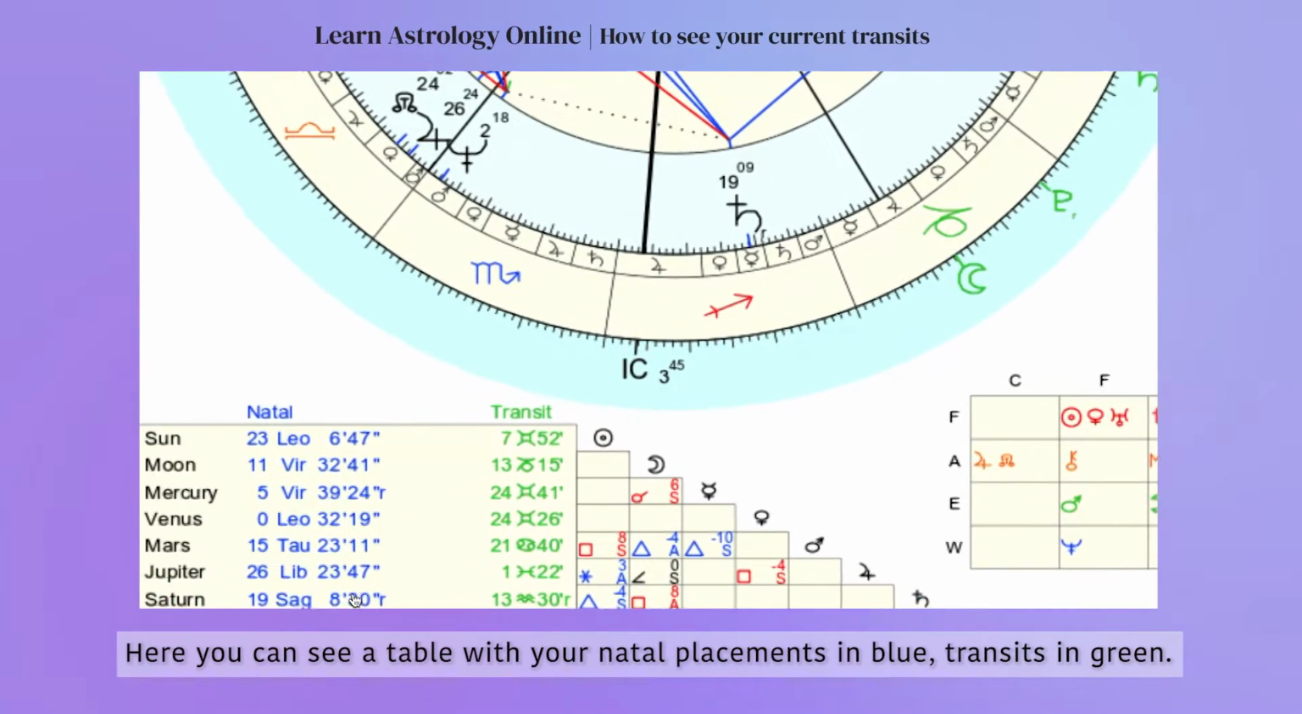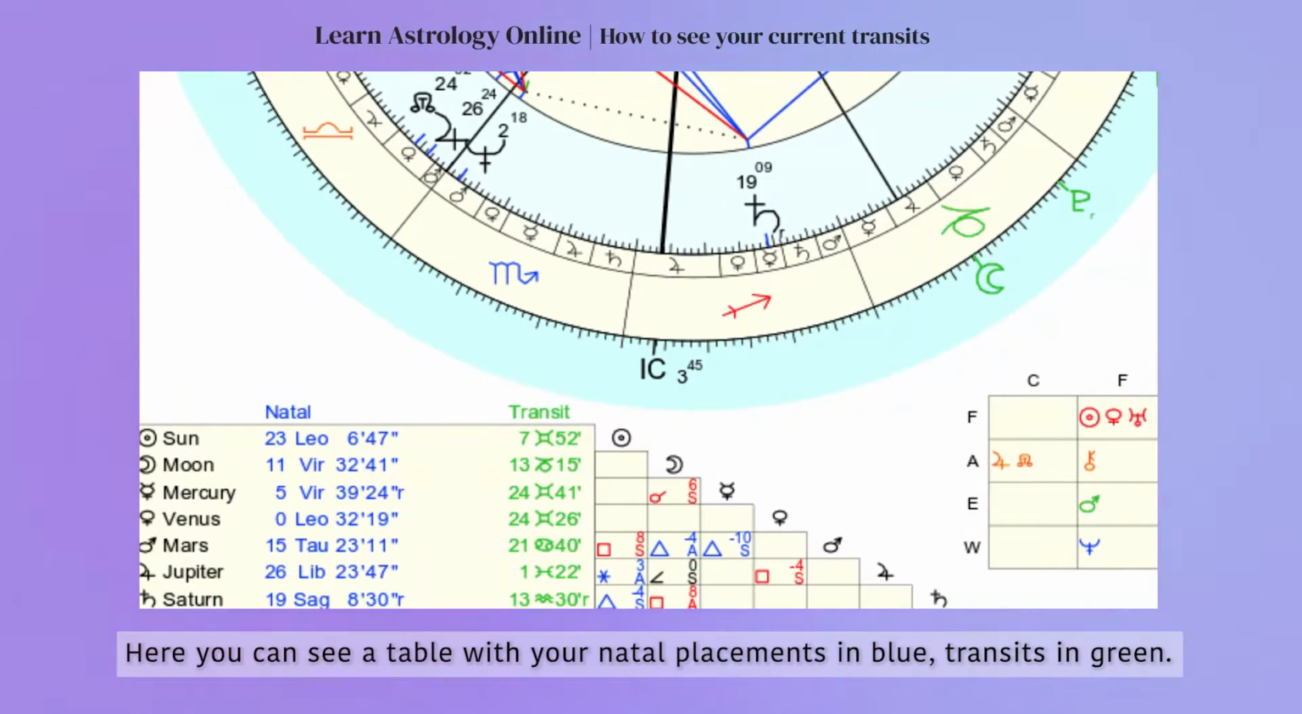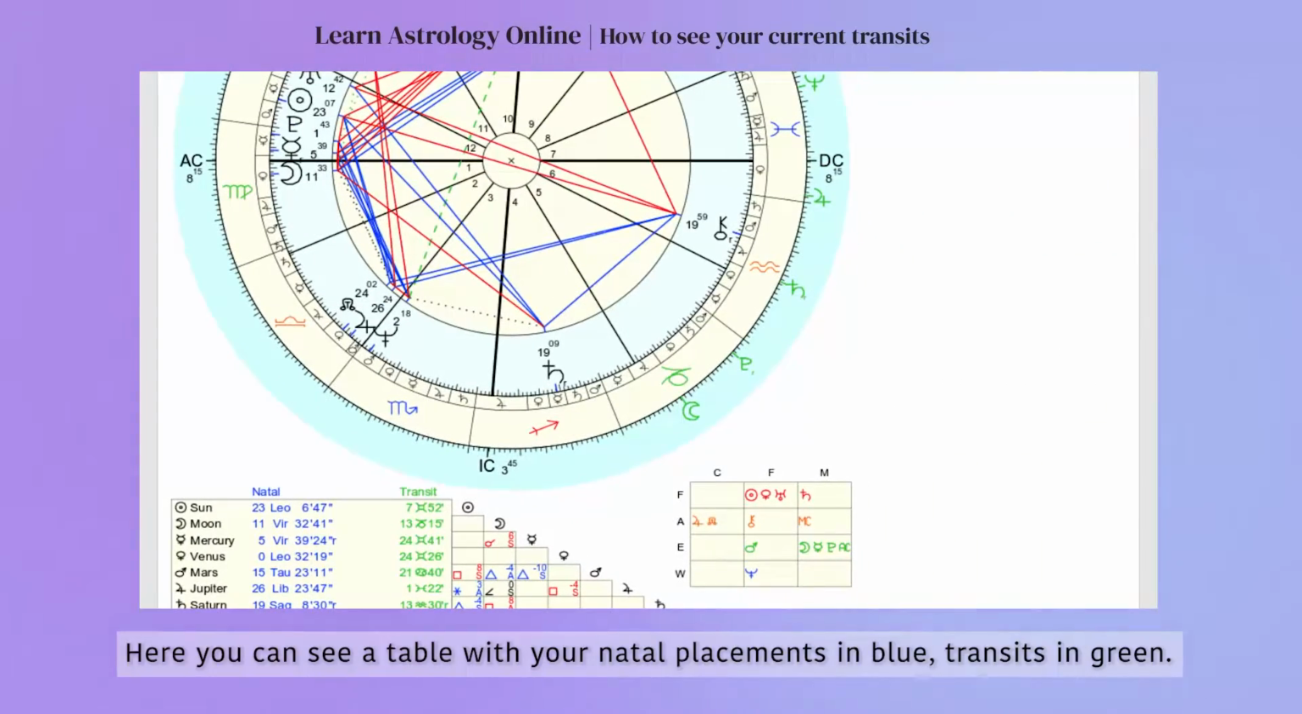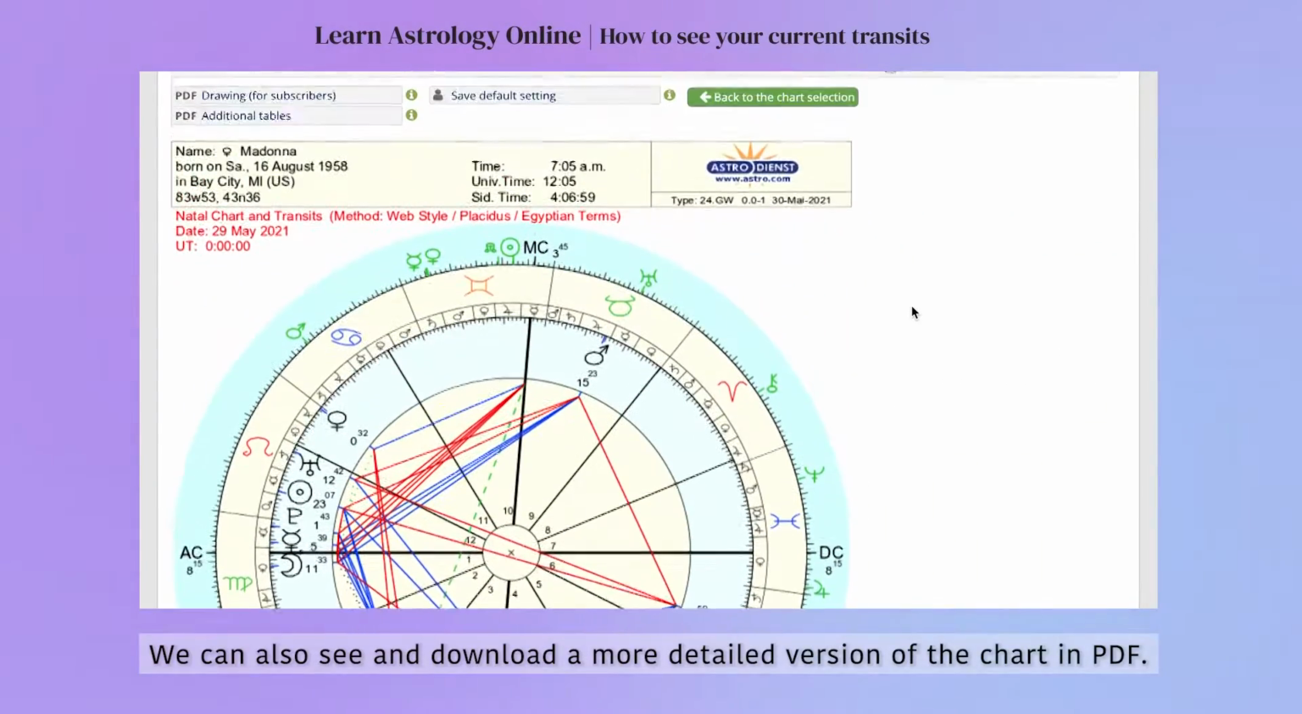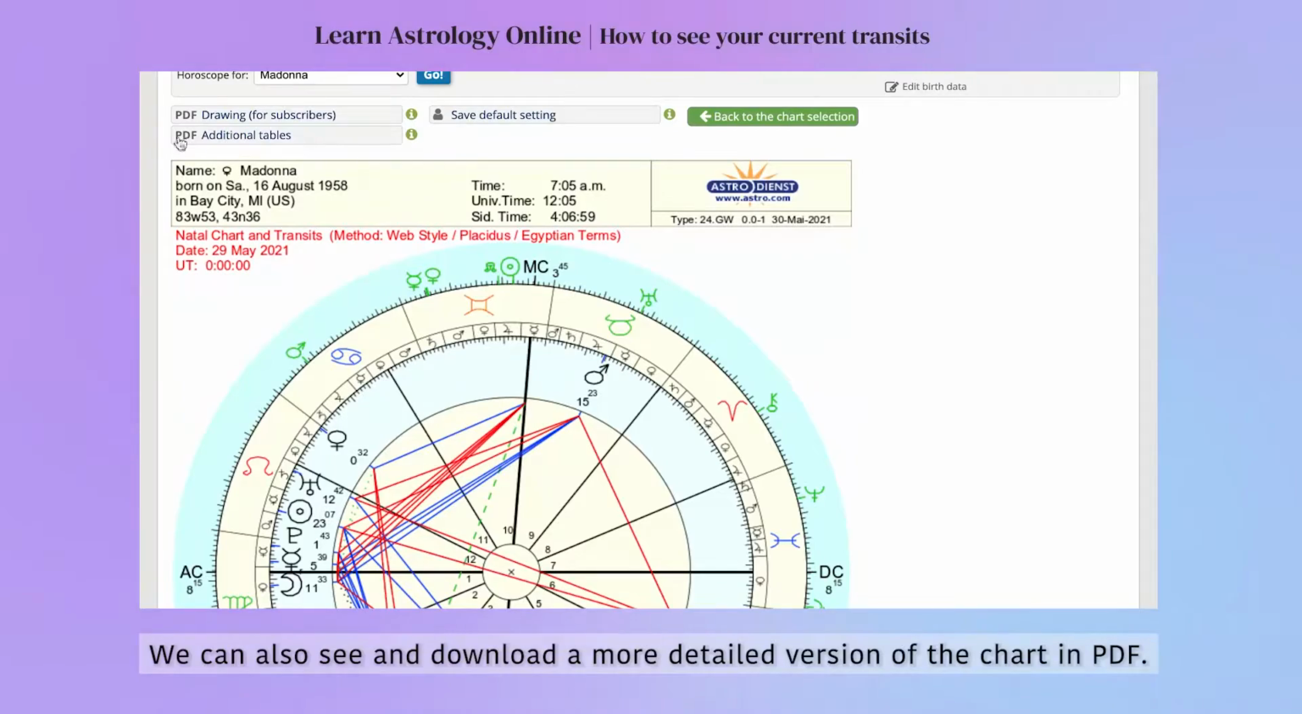Here you can see a table with your natal placements in blue, transits in green. We can also see and download a more detailed version of the chart in PDF.